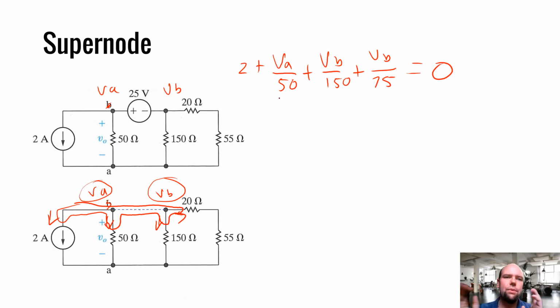So the supernode is when we recognize a voltage supply between two labeled essential nodes, we can treat that as a single node from which we write Kirchhoff's current law. And that makes sense because Kirchhoff's current law still applies anytime you're talking about any region of a circuit. You could say the net current flowing into or out of this whole region of the circuit has to be 0. It doesn't have to be one node. It can be any chunk of the circuit.